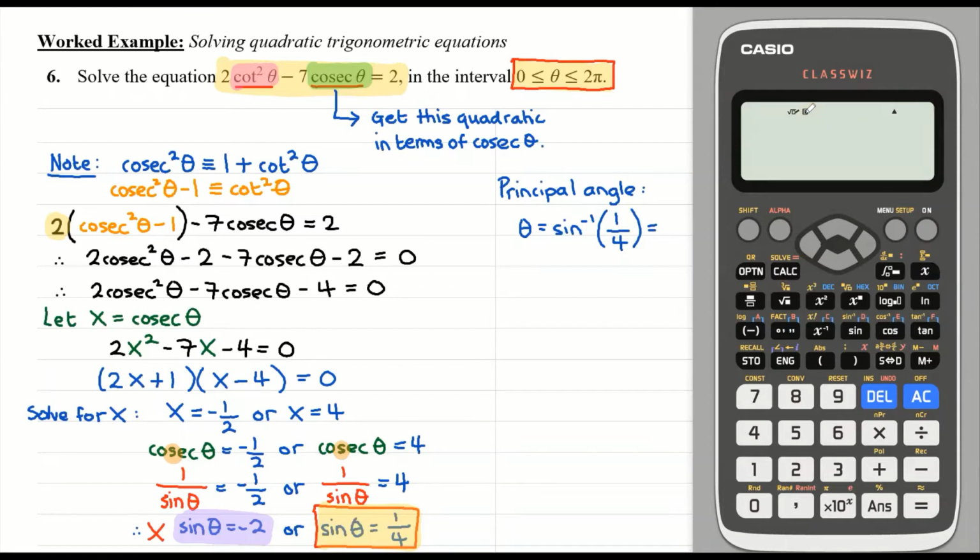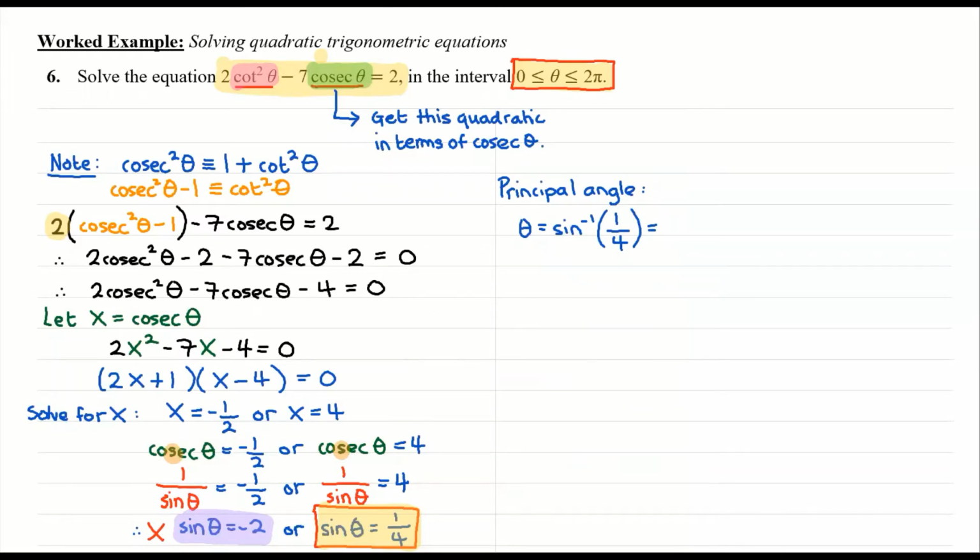Okay, so if we do the inverse sine of 1/4, so that's shift and sine, and I'll just put in 0.25, which is the same thing. And what do we get? We get 14.47, 14.48 to 2 decimal places. So let's write that on there. So that's 14.48, to 2 decimal places. And now we have our principal angle.